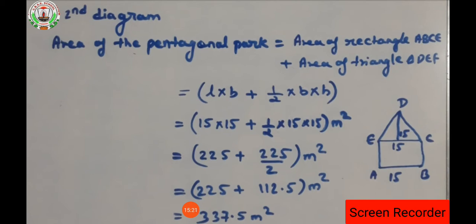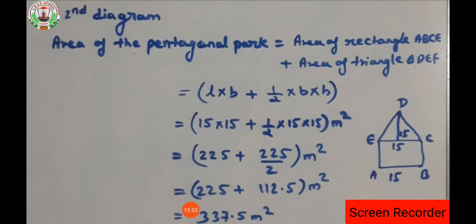But what Kavita did, she drew the diagram in the shape of a triangle as well as a rectangle. So we have to find both the areas and then add them. Area of the rectangle plus area of the triangle. The formula for the area of the rectangle is L into B, plus the area of the triangle, half into B into H. Substituting the values, as the values are already given in the question.